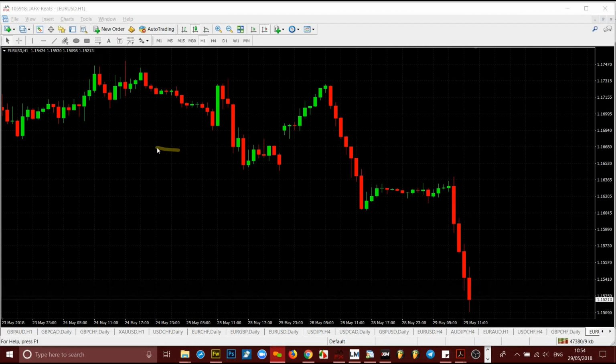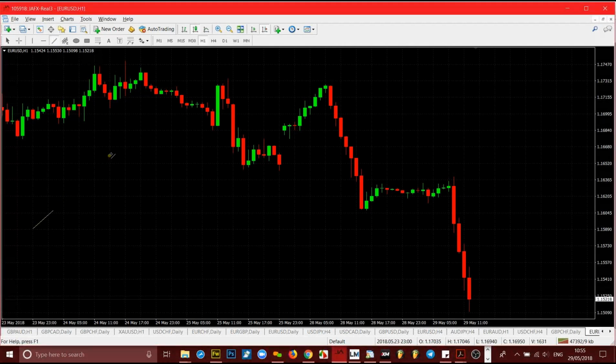So there are three directions that price moves. The market moves in three directions. The first direction is up. The second direction is down, and the third direction is sideways. So price moves in three directions: up, down, and sideways. I will show you a typical example of what I mean.